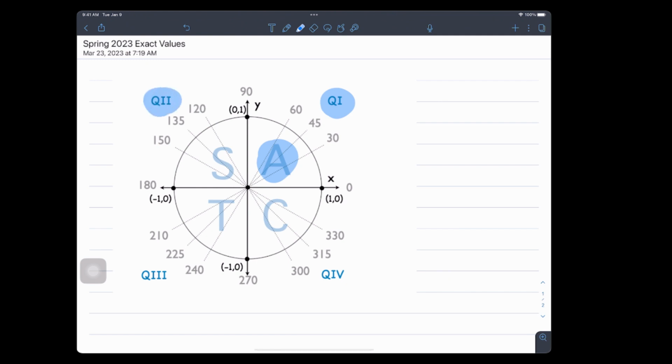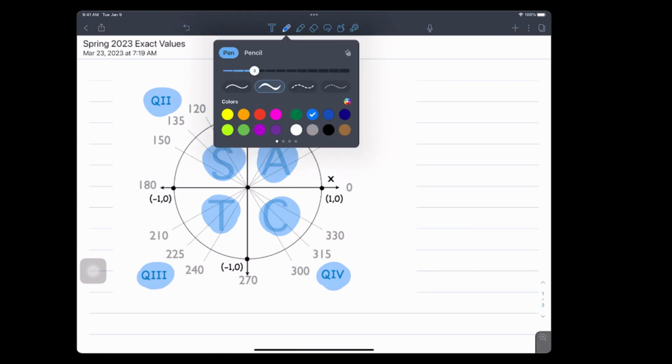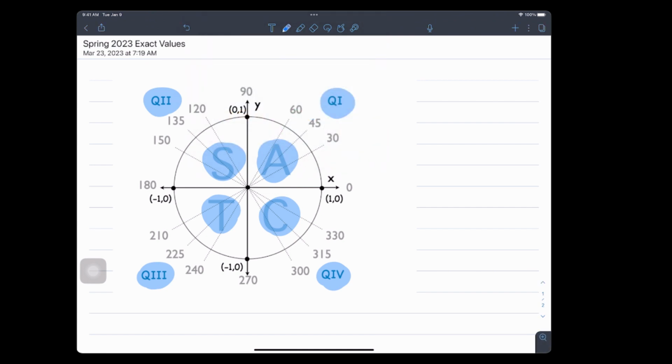Quadrant 2 is S. Quadrant 3 is what? T. And quadrant 4 is C. Does anybody know what that stands for? Yes. Yeah, actually, good job. It's the phrase, all students take what? Calculus. All students take what? Calculus. Now, quadrant 1 is A.